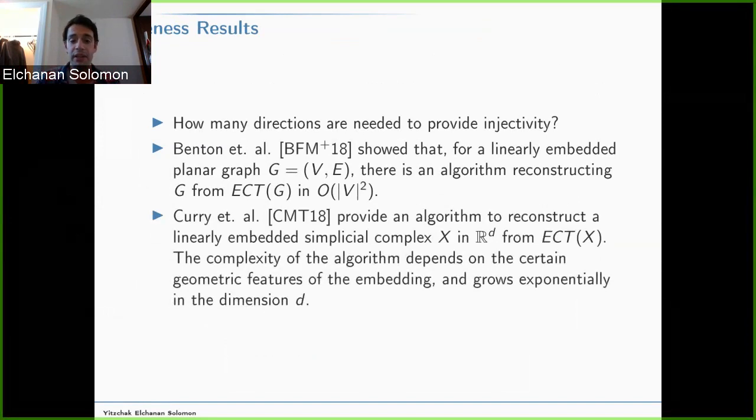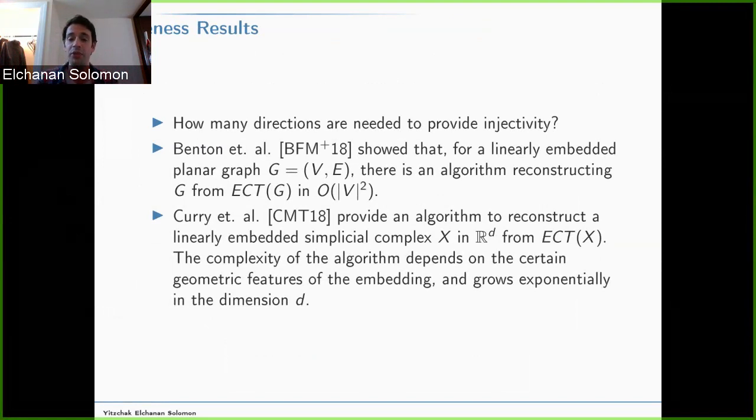Curry et al., in the same paper in which they have some injectivity results, also talk about some finiteness results. Those results hold in all dimensions D, but they have to be for linearly embedded simplicial complexes, is my understanding. And unlike the result for planar graphs by Benton and others, it doesn't just depend on, say, the number of vertices or the number of simplices. It depends also on the geometry of the embedding. And the constants as a whole kind of blow up as the dimension goes up. So it is exponential in the dimension.